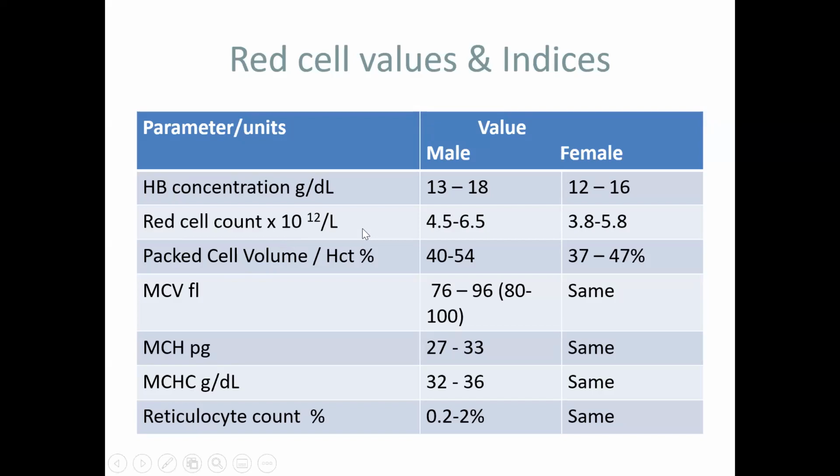Then we have our red cell count. Note it is times 10 to the 12 per liter. The reference value for males is 4.5 to 6.5 times 10 to the 12 per liter. For females, again, like the hemoglobin, it tends to be less, and it is 3.8 to 5.8.